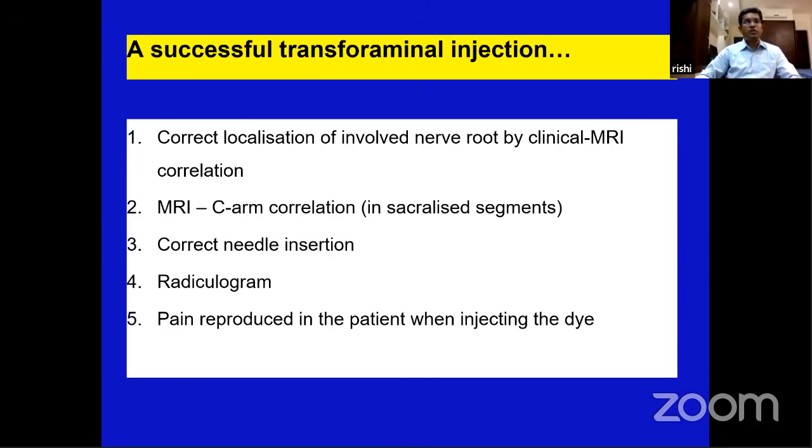So if your needle position is appropriate, when you inject the dye, you get an appropriate radiculogram, and correspondingly, the patient will also tell that the pain which she had been having before has been reproduced when you inject the dye. So if all these factors are present in the patient, then this nerve root block procedure has been executed well by the surgeon, and the patient is likely to reap the benefits.